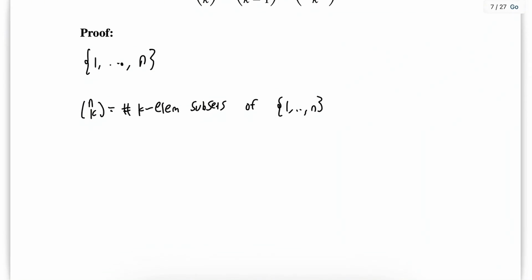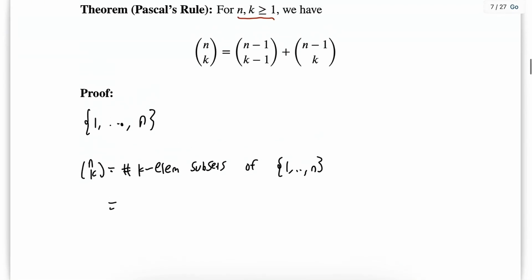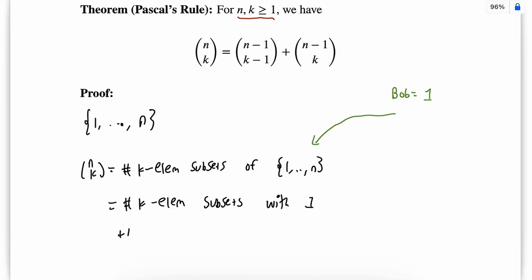Okay, but what about Bob? Let's think of Bob loosely here. Bob will be 1 in this set. So n choose k is the number of k element subsets with 1 plus the number of k element subsets without 1.